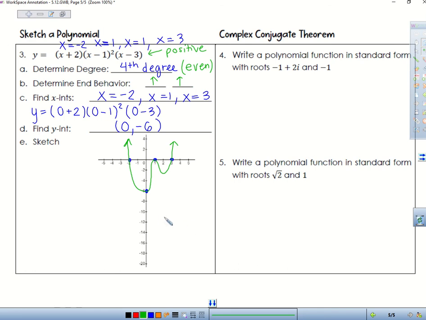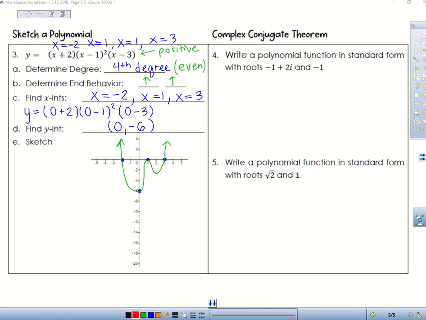Now, had they been more specific, and they said we have an absolute minimum at 2, negative 14, we would have had to drop our graph down further. But since they don't specify any of that, we don't have to make our graph appear that way. Everyone feel good about sketching?